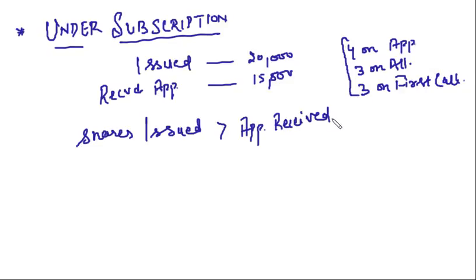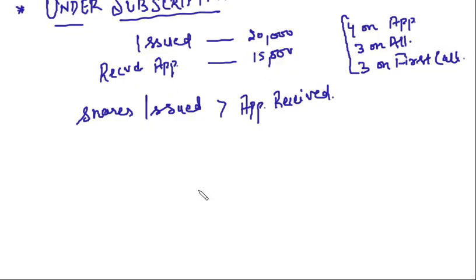This is what we know as undersubscription. We issued 20,000 shares, we received applications for 15,000 shares. Now can you tell me what will be the application money that would have been received? The applications were received for 15,000 shares, then the application money will be received on 15,000 shares only, not 20,000 shares. Because we received applications for 15,000 shares only, so application money will be paid on whatever applications are received.